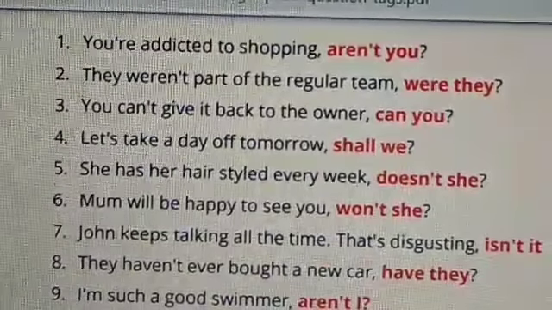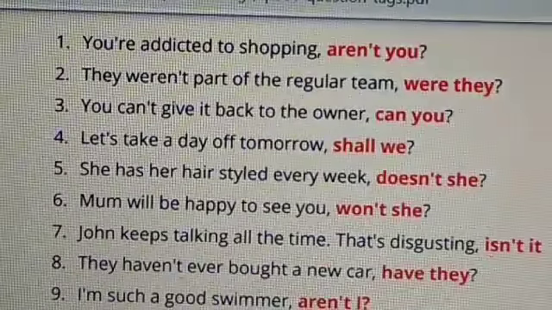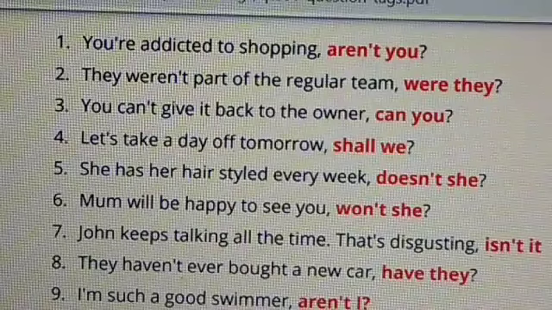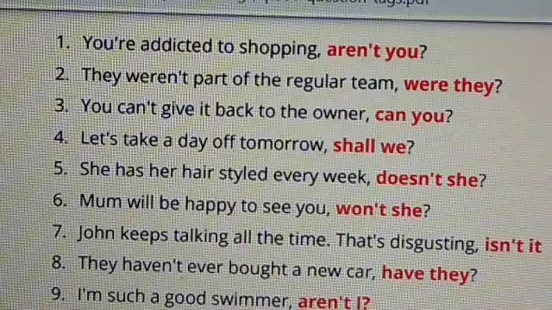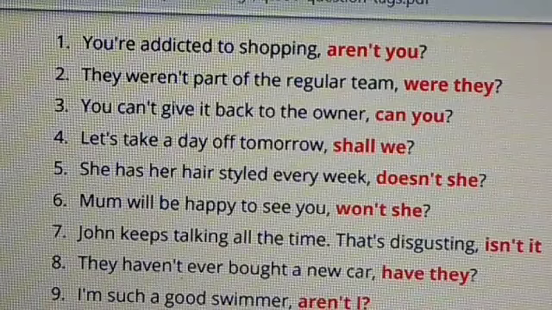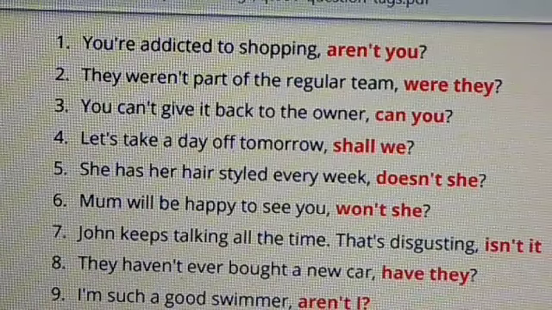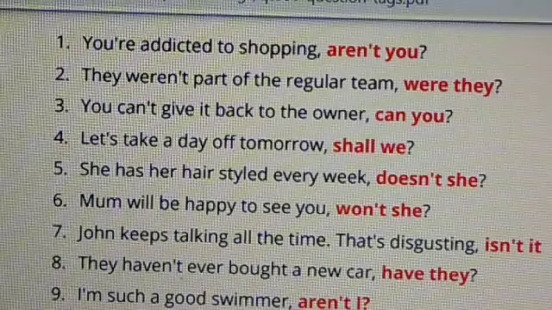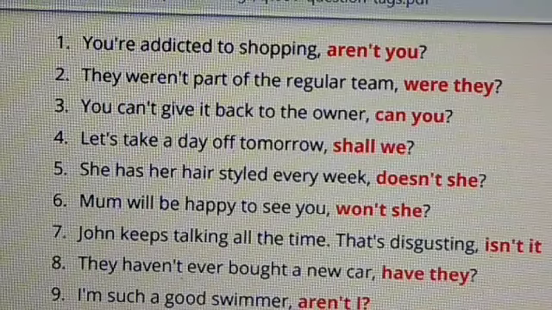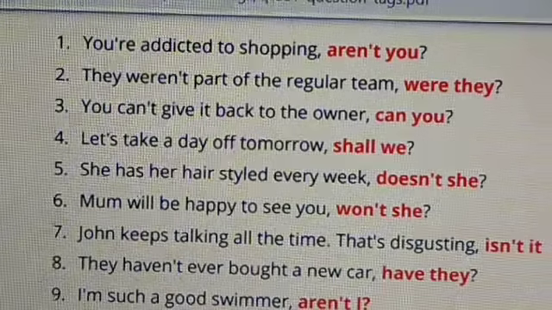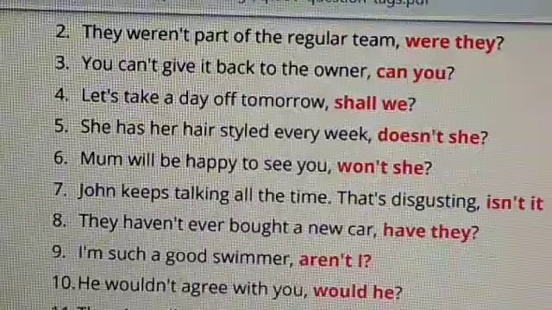Now we shall see some exercises on question tags. You see the question and the answer. You are addicted to shopping, aren't you? Second one, they weren't part of the regular team, were they? Third one, you can give it back to the owner, can you? Fourth one, let's take a day off tomorrow, shall we?